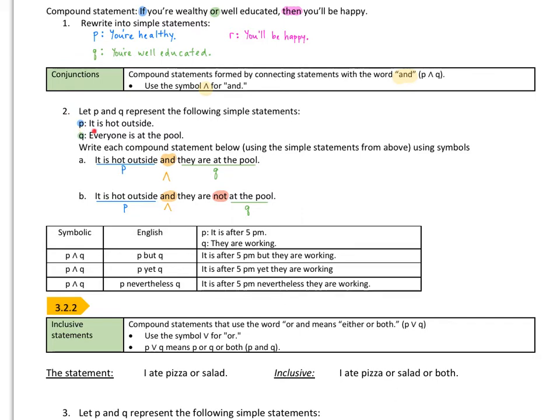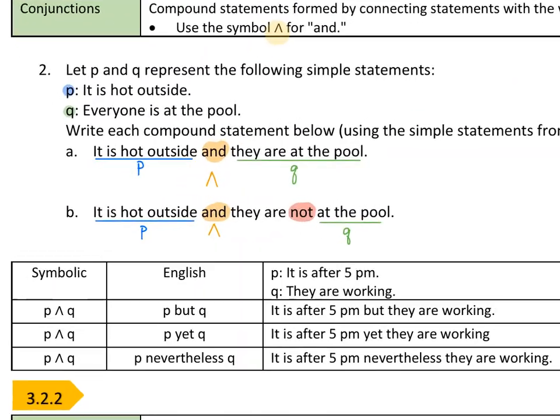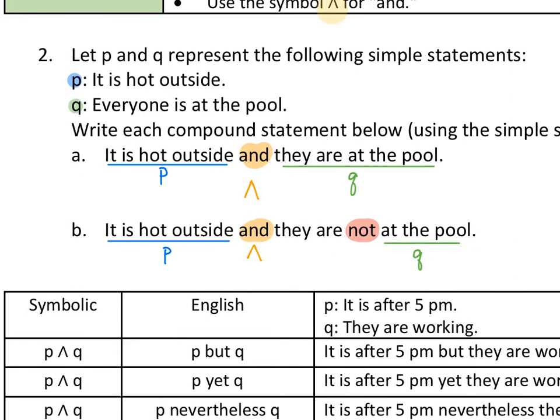Let P be it is hot outside, and Q be the simple statement everyone is at the pool. Now we're going to use symbols to write each compound statement below, using P's and Q's. Looking at part A, it is hot outside. I underlined that, that's our P simple statement. I see this conjunction and, they are at the pool. So P, this and symbol, which looks like an A without the crossbar, and a Q. Our final answer is P and Q. That's how we read it.